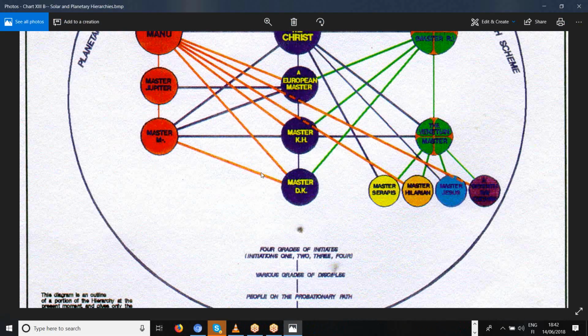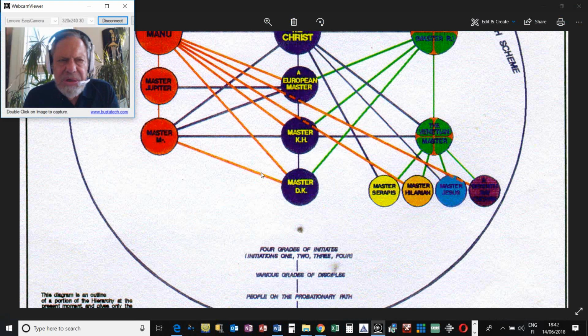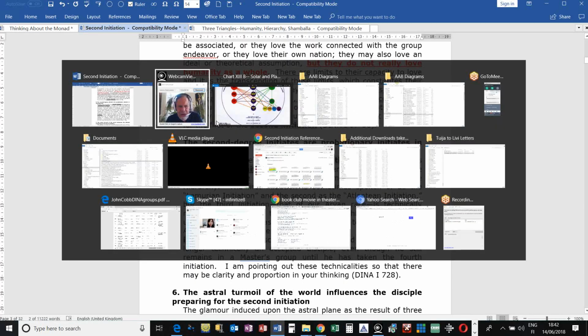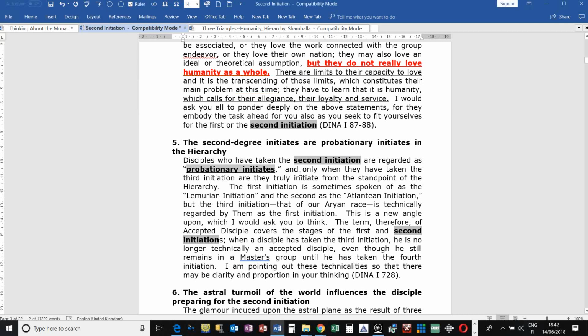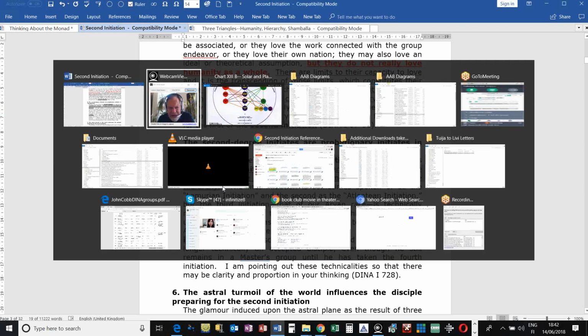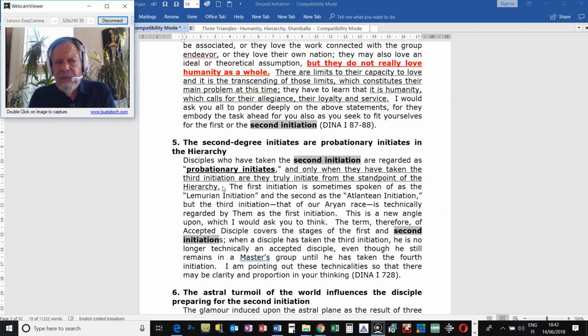And there's a strong question as to whether the whole idea of probation extends until we become an accepted disciple, somewhere maybe between the first and second degree. And only when they have taken the third initiation are they truly initiates from the standpoint of the hierarchy. Maybe from the perspective of others they are, but how the hierarchy sees it, you only become an initiate when you take the third planetary and first solar initiation.